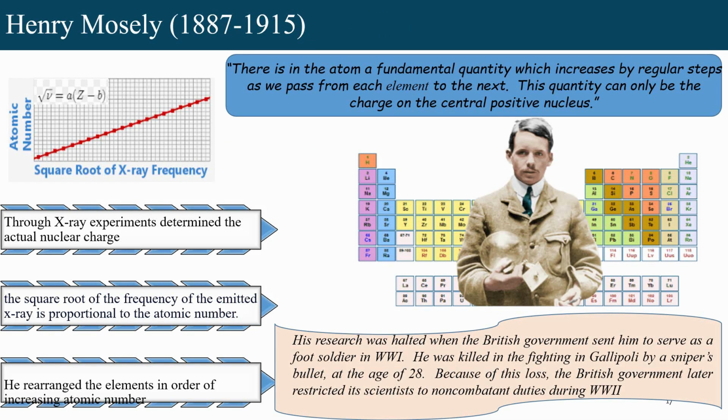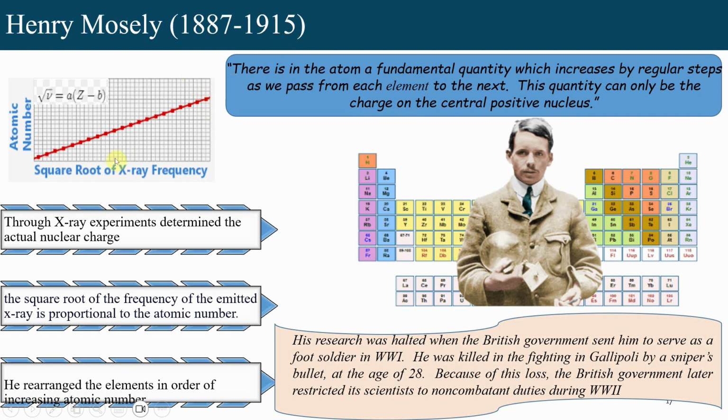Henry Moseley gave his periodic law in 1887 to 1915. Moseley's periodic law was based on the concept of atomic number instead of atomic weights. So after a long period of time, the concept behind the organization of the periodic table was changed altogether. Instead of taking atomic weight as a principle, atomic number was considered as the base of organization of the elements in the periodic table.